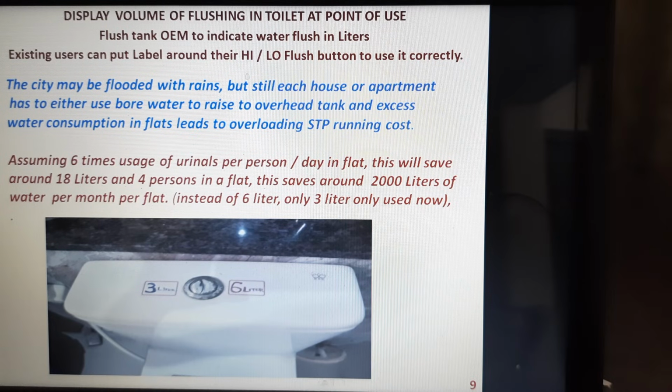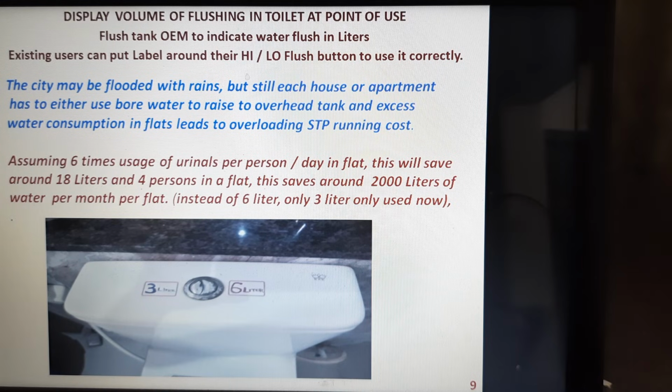Though the city may be flooded with rains, each house or apartment still has to use bore water to raise the overhead tank. Excess water consumption in the flats, because of continuous usage of high flushing throughout the day by individual users, is causing an excess of 2000 liters per flat per month. Assuming 6 times usage per person per day in a flat, and almost 18 liters for 4 persons in a flat, this saves around 2000 liters of water per month per flat.